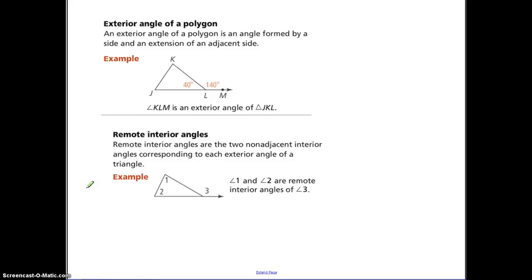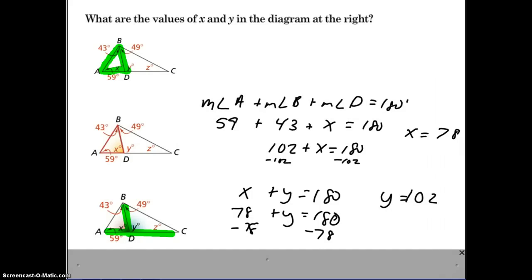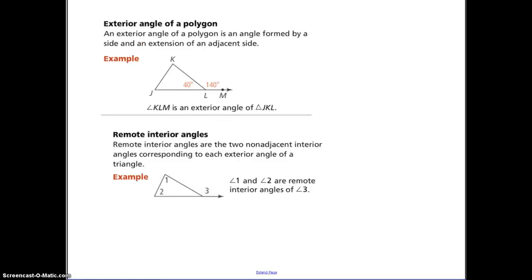Now, let's break this down into some different types of angles. These angles for your triangle sum theorem are all interior angles. Now, we can have an exterior angle. An exterior angle is the angle that comes from taking an interior angle and making a linear pair with it. So an exterior angle of a polygon is an angle formed by a side and an extension of an adjacent side. So basically your linear pairs here. Notice that they have to add to 180, that they are supplementary.